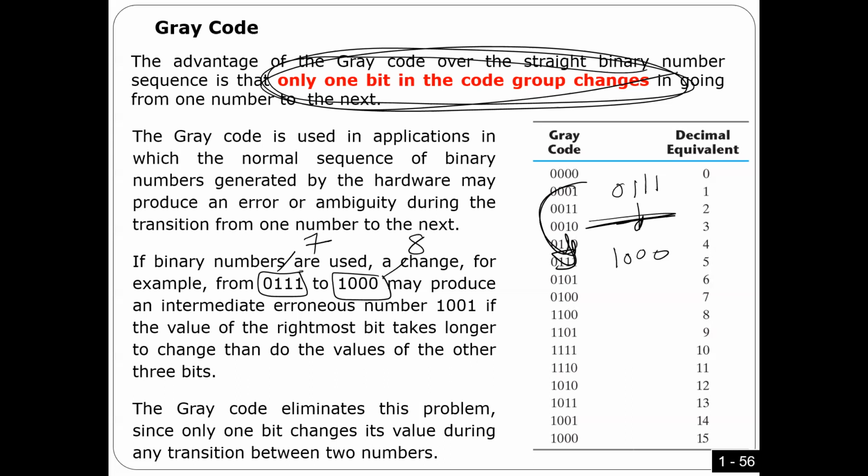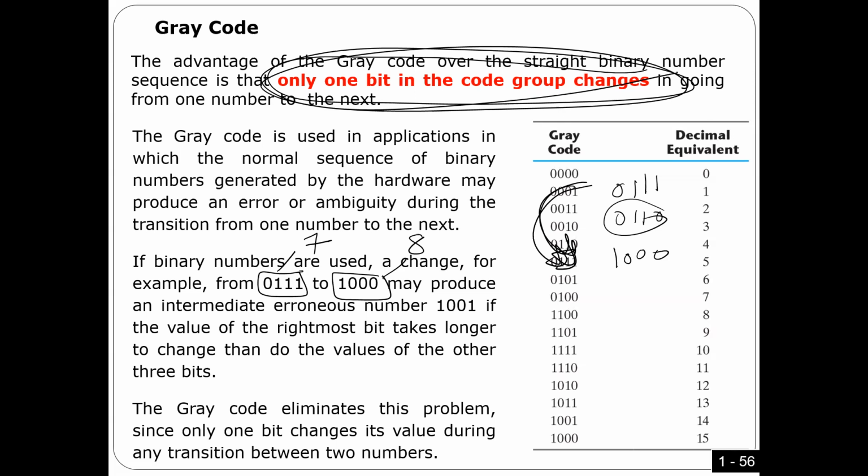However, because some switches are faster than others, for example, this one can change, but these ones didn't change yet. So before you move from here to here, I can get some numbers in the middle. This can cause trouble in some applications, and they decided, I'm not saying all the time, I'm saying in some applications, when you move from one number to another, I need only one bit change. Otherwise, I can have some valid number here in the middle.